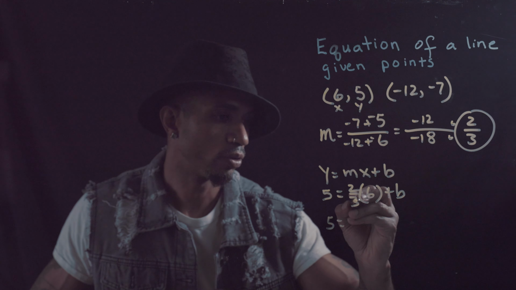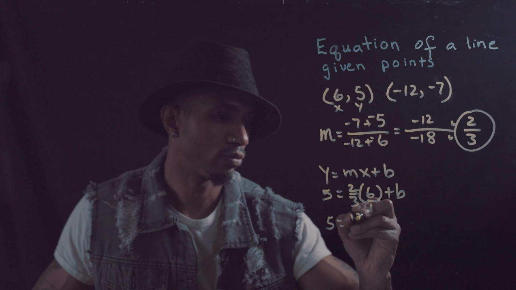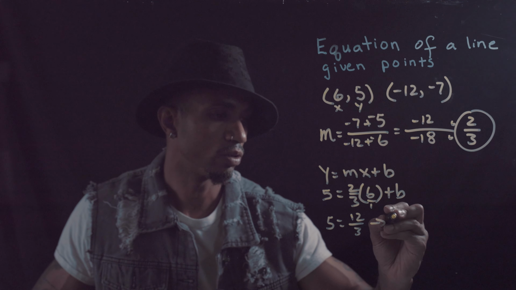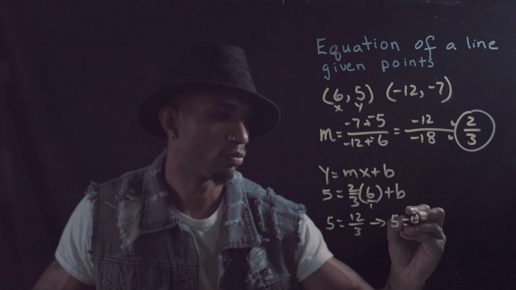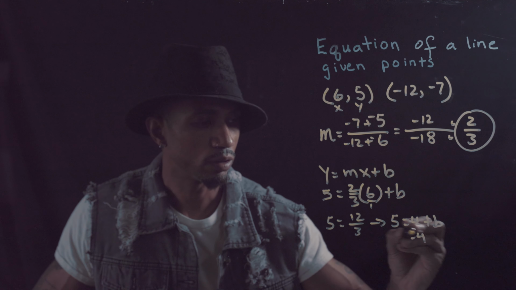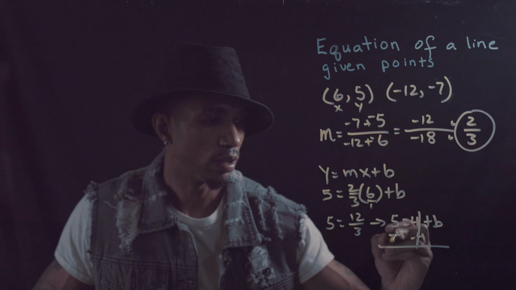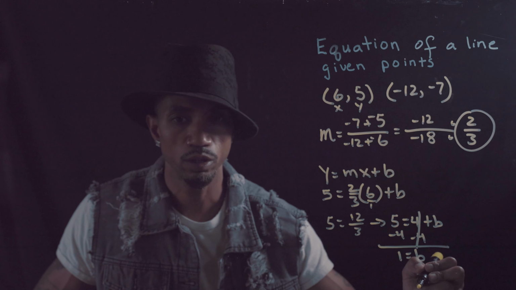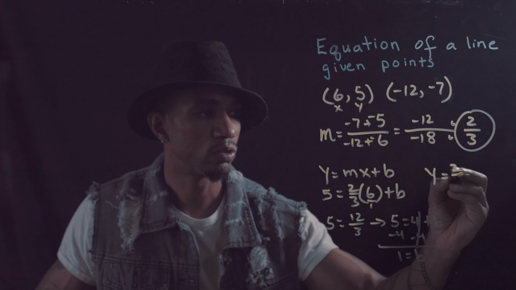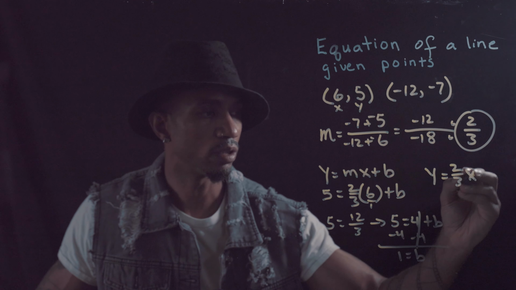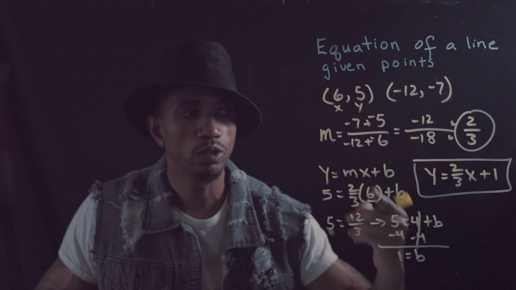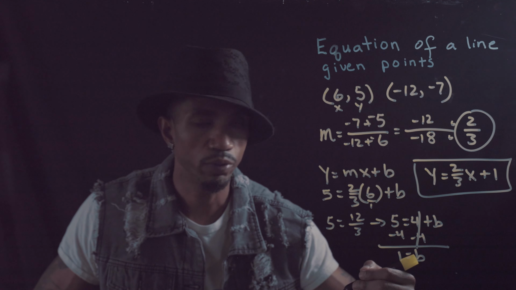5 is equal to 2/3 times 6, which is 6 over 1, which is 12 over 3. Well, this is the same thing as 4, so this is actually 5 equals 4 plus b. One more step to solve for b: subtract 4 from both sides. And now we have 1 is equal to b. So b equals 1, and my slope is 2/3. y equals my slope, 2/3 x, plus my y-intercept, 1. This is my equation of the line that includes these 2 points: y equals 2/3 x plus 1.